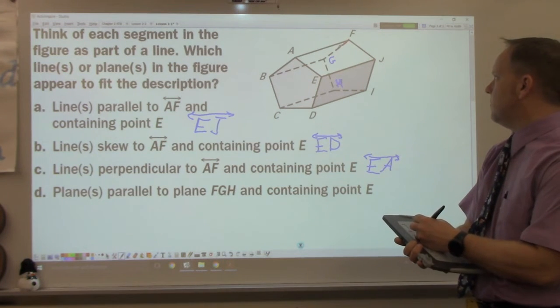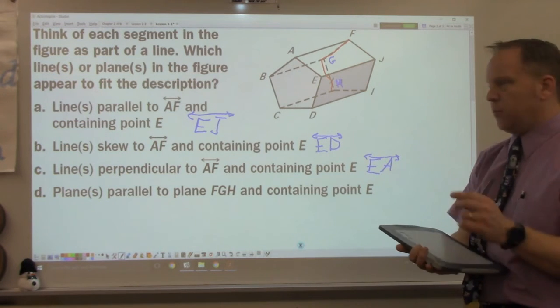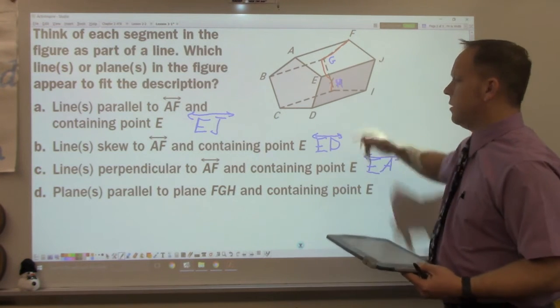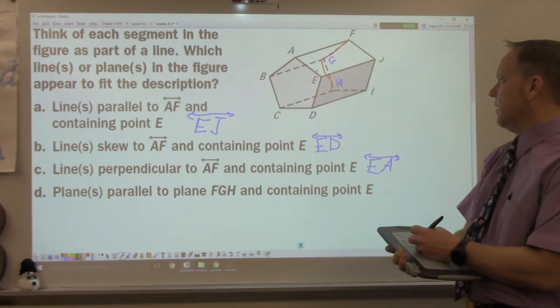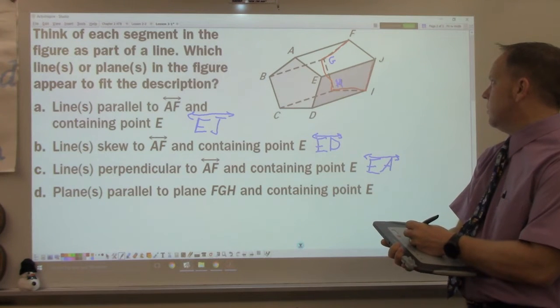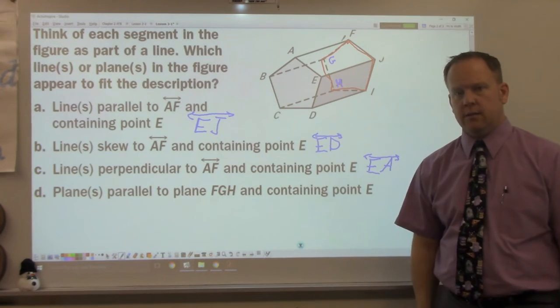FGH. That's not just the plane. The plane is, again, what plane are all 3 of these points on right here? That's the whole backside of this prism. So FGH is actually this whole pentagon in the back. What's parallel to the back?